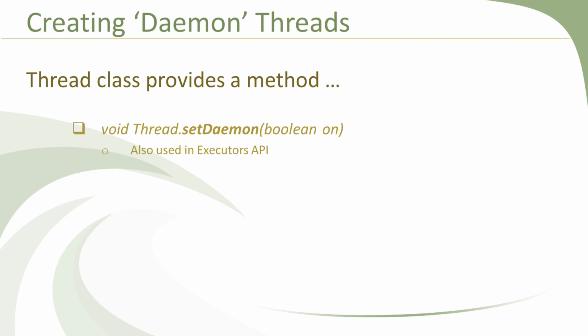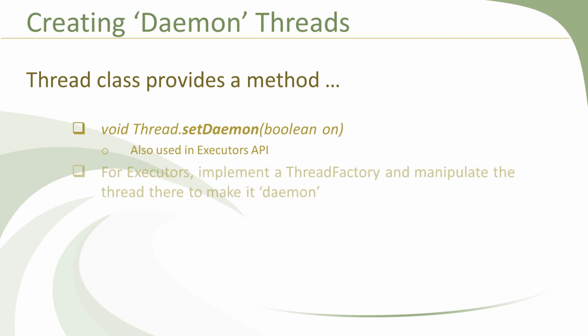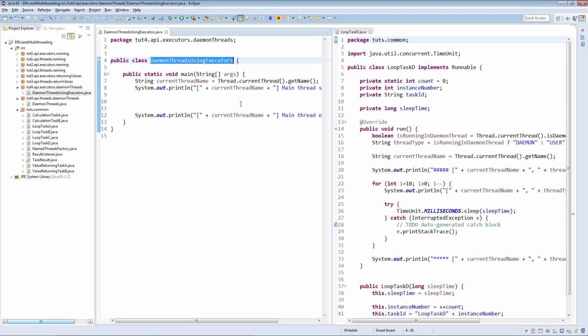In this video we will discuss how to create Daemon threads using executors. The method is similar to naming executor threads that we had discussed in the previous section. We have to implement the thread factory interface and write code to make the threads run as daemons there. Without further ado, let us do it.